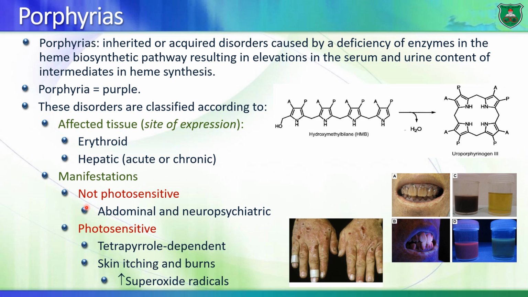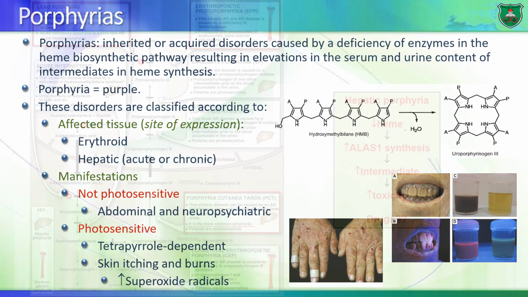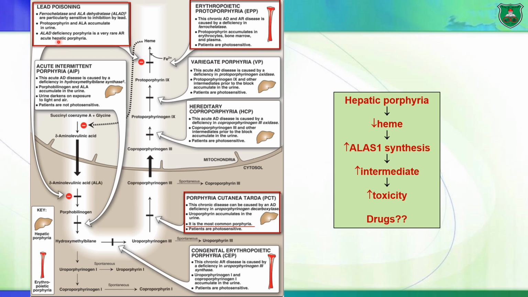Now, in conditions that are not photosensitive, the patients would have abdominal and neuropsychiatric symptoms. So this is taken from Lippincott, and we can talk about all of these conditions, but it doesn't make sense, of course. Now, these conditions, as I said, can be erythroid specific, as symbolized in the figure, or they can be hepatic as well. I'll just focus on 3 of them.